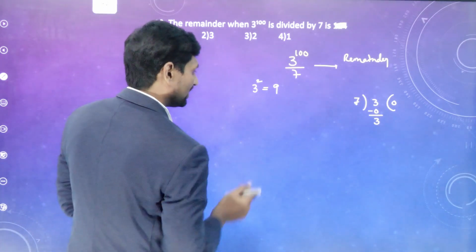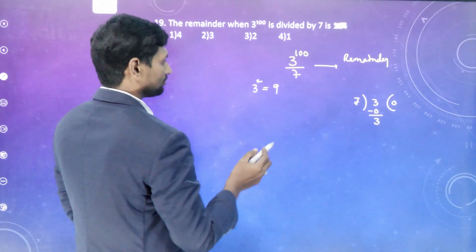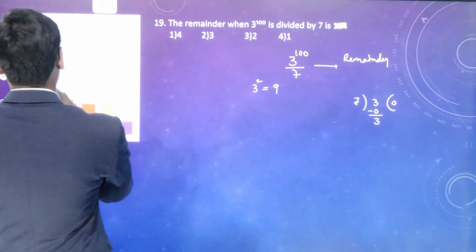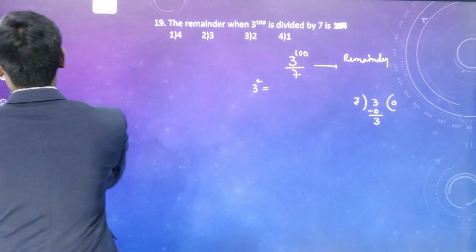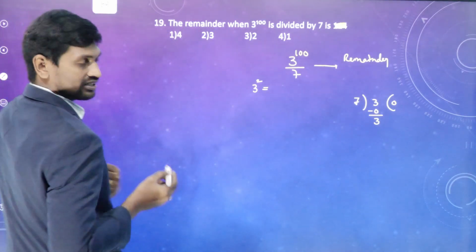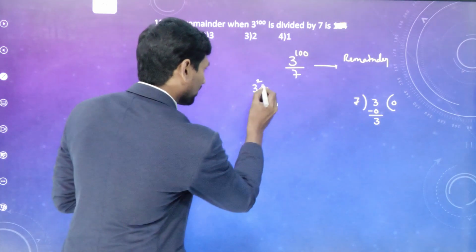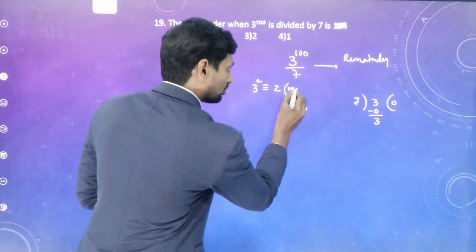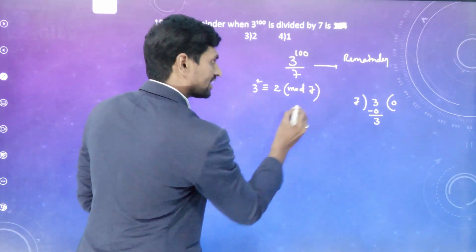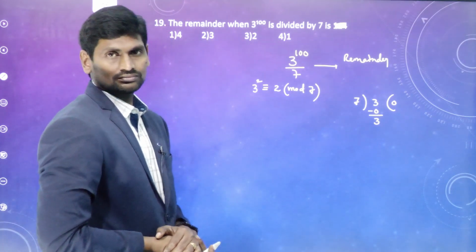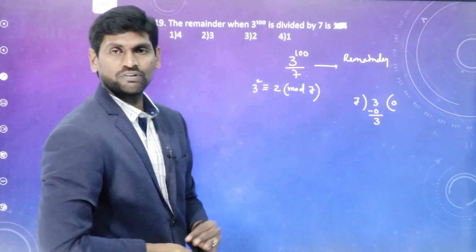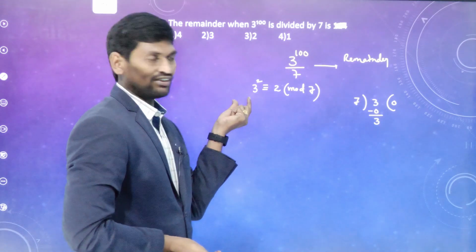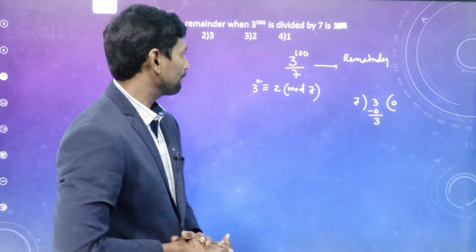That means we can write 3 square value is... one second. Yeah, this one you can express as 3 square value 9, no? 3 square is congruent to 2 modulus 7. Can we write like this? Because we need to find up to 3 power 100, no? Yeah, 3 square value 9, 9 minus 2 is 7, 7 is divided by 7, okay.